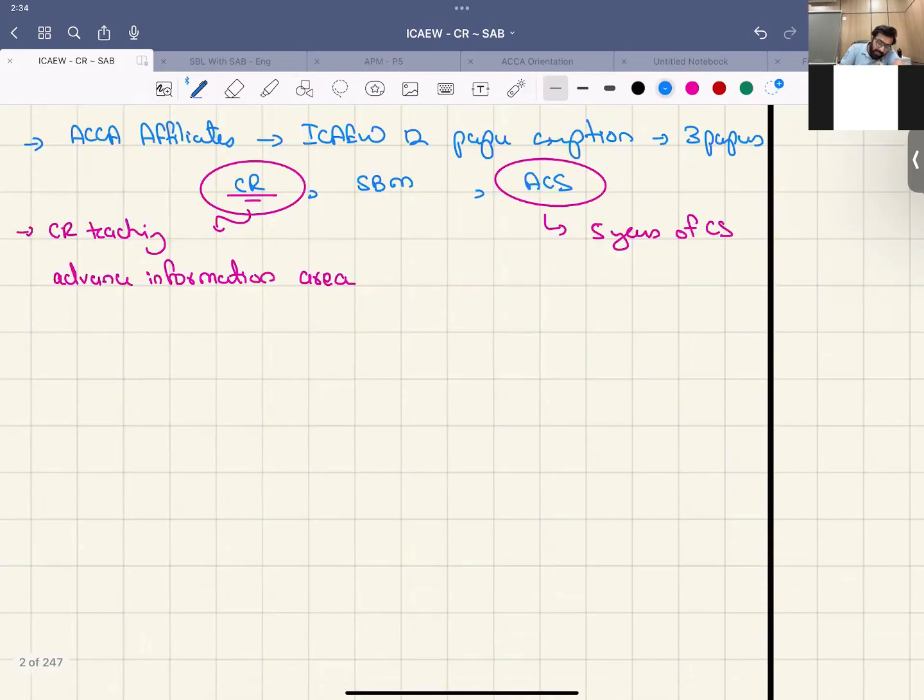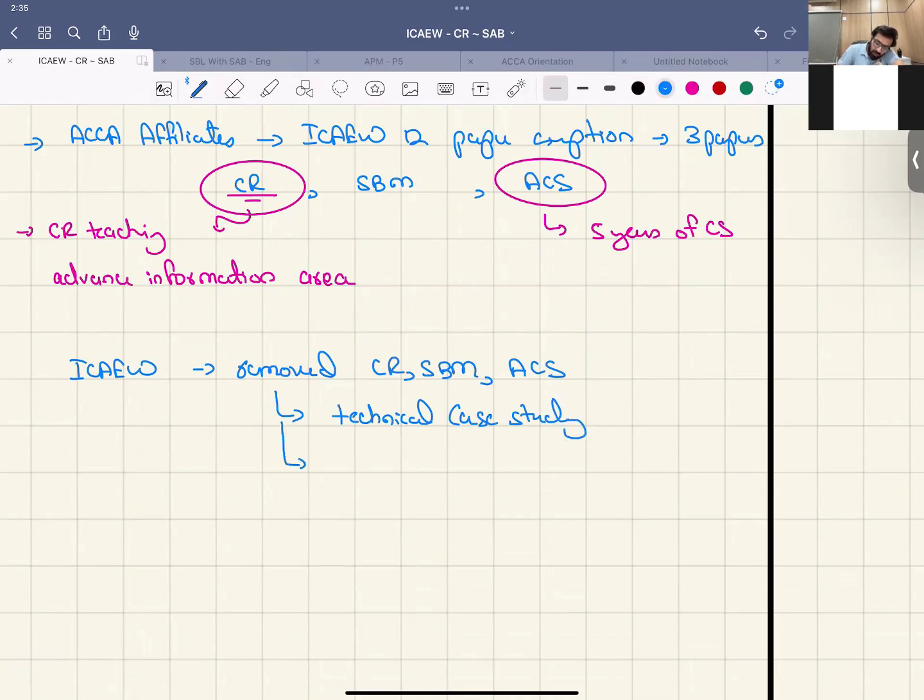Now what ICAEW have changed is that they removed CR, SPM, and ACS, and they made technical case study and strategic case study. Technical case study is a replica of CR, and strategic case study is a replica of ACS and strategic business management.